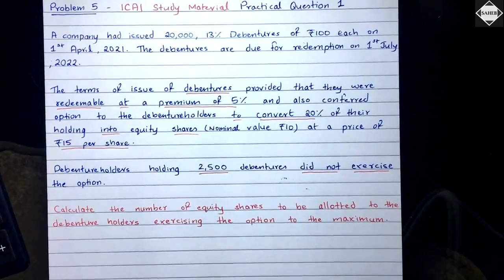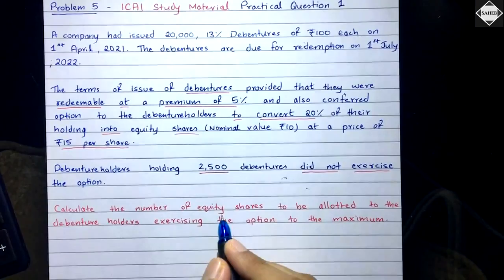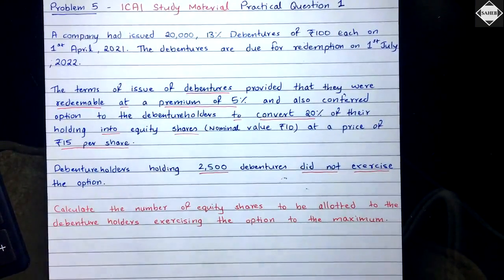Now here they haven't asked you any journal entries. Here they are just asking you the number of equity shares that will be allotted to the debenture holders to the maximum. That's what you have to calculate. So see, it's very simple. Let me show you.